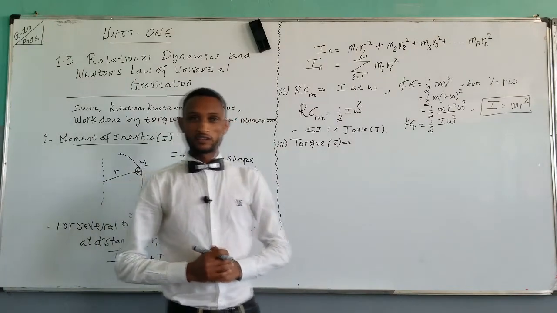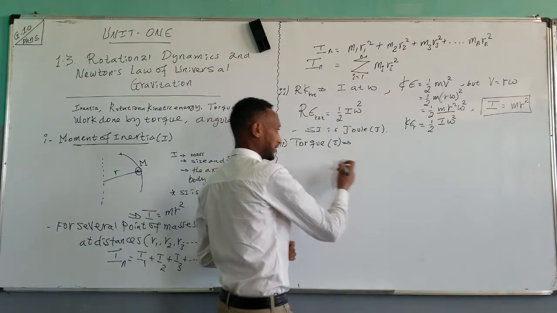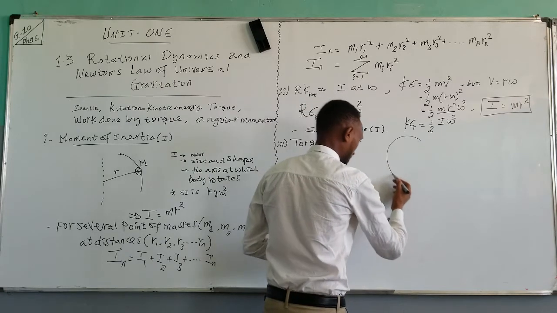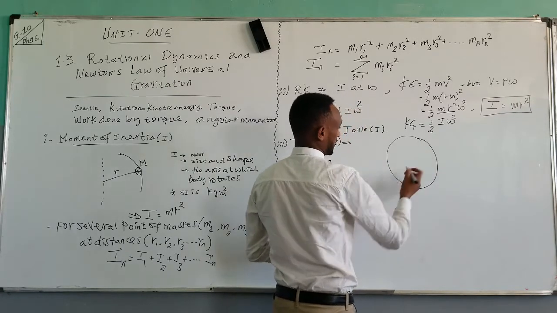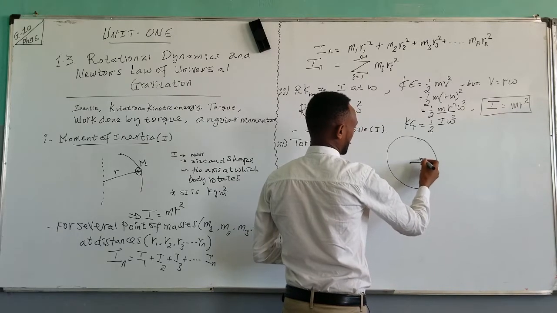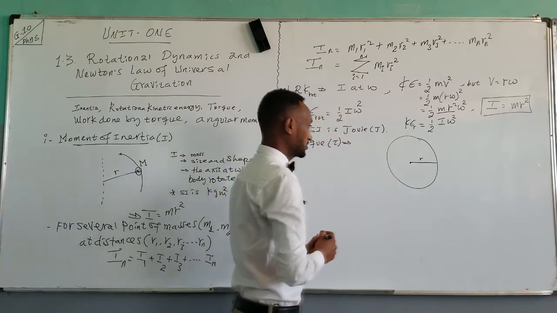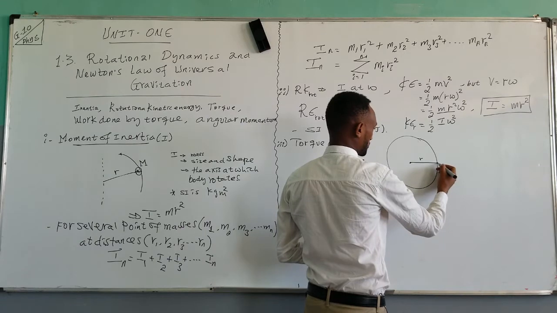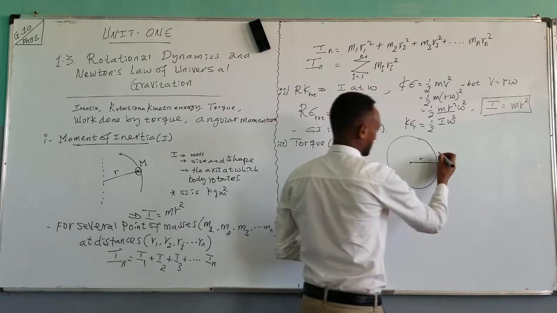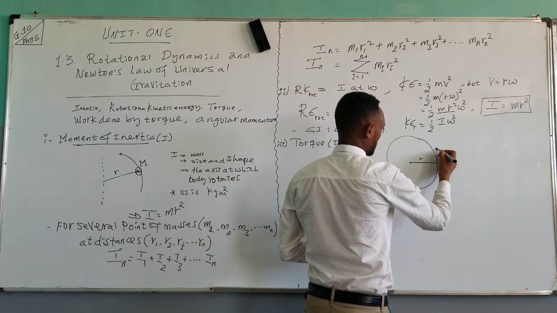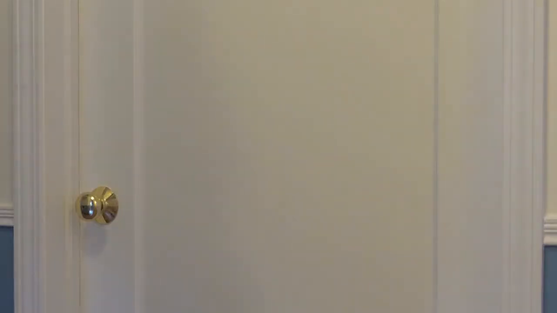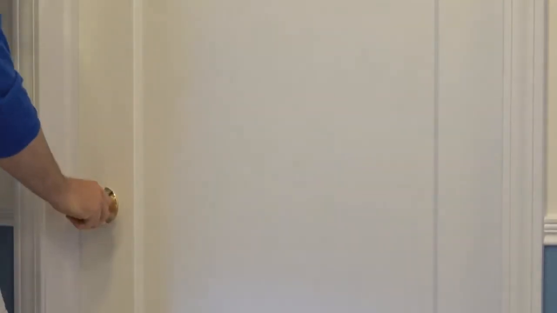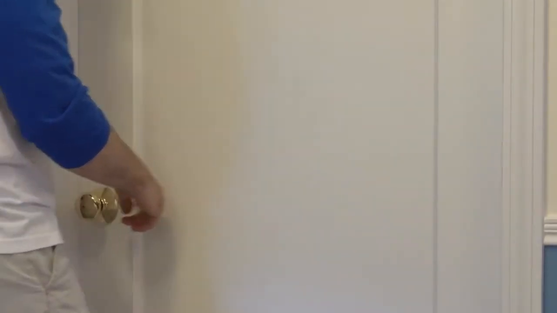Its linear equivalent is force. Consider torque of a body rotating on a curved path at a distance r. In this case, the object rotating has a tangential velocity. The force causes the acceleration. Now in rotation, the force is the rotational force, or torque. If you apply a force here, you can easily open the door.